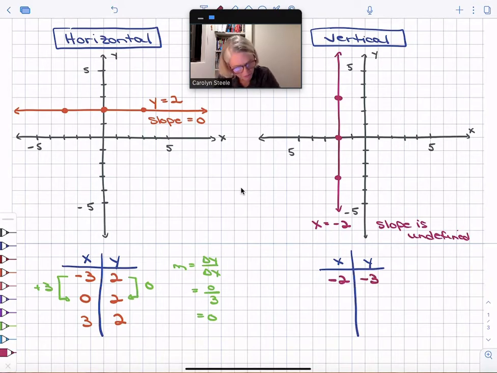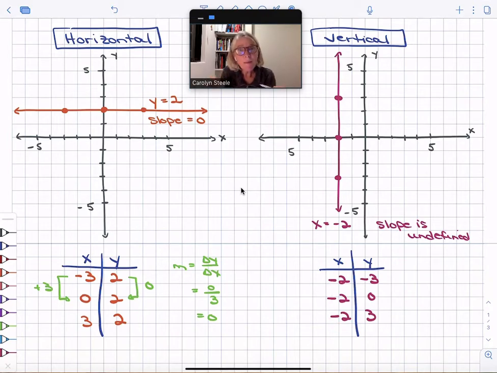The middle point, the x value is -2 and the y value is 0. The topmost point, the x value is -2, and the y value is 3. Hey, is this vertical line a function? No. So this is so interesting. So here's an example of a line that's not a function because every input doesn't have exactly one output.